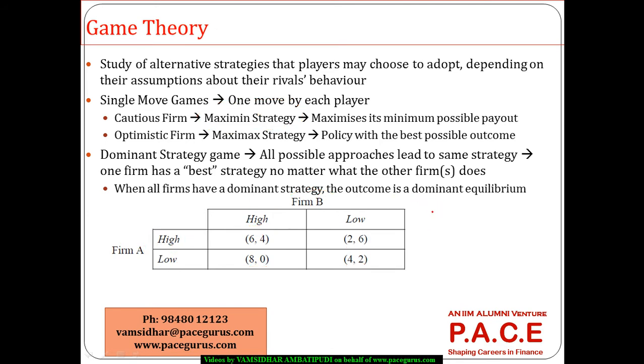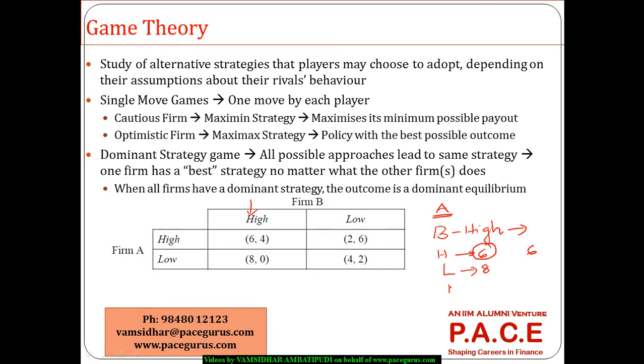Let me look at a Maxi Min strategy from A's perspective. Let's say B is setting a high price. If B is setting a high price, look at A's strategies. For A, there are two possibilities. He can set either a high or a low. If he sets a high, his payoff is 6. If firm A sets a low, the payoff is 8. So the minimum payoff that A is going to get is 6 in this strategy.